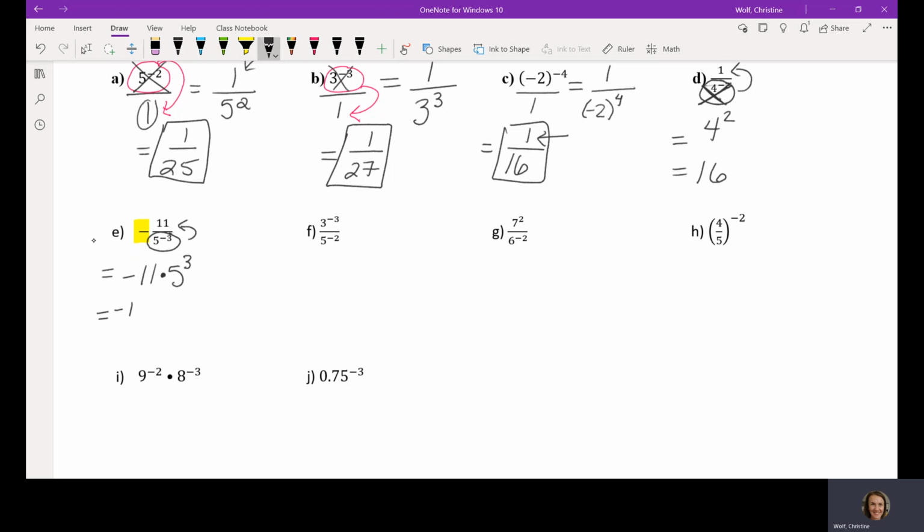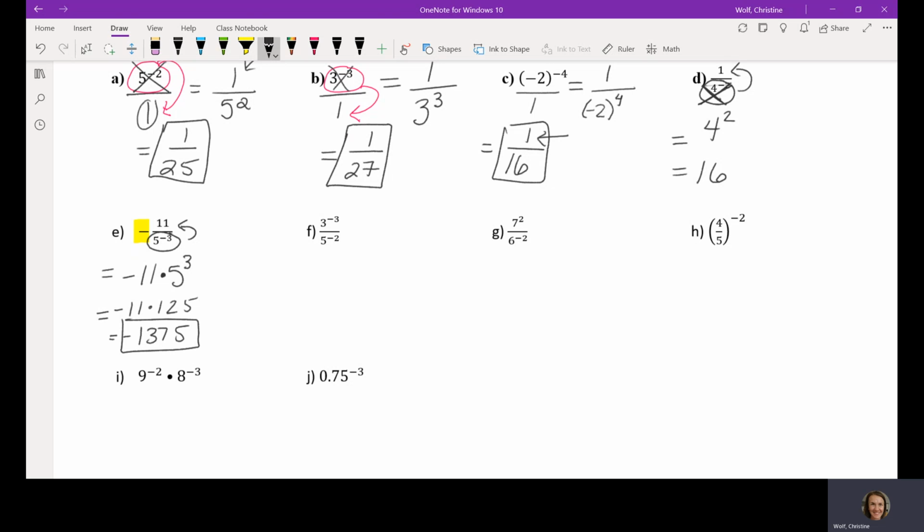So now we evaluate negative 11 times 5 cubed, which is 125. And sorry, I didn't do this on my calculator beforehand. I'm just going to quickly check what that 11 times 125 is. And don't worry, we're going to do more examples like this to really make sure you get the hang of it. So 11 times 125 is 1,375. Don't forget that negative out front.